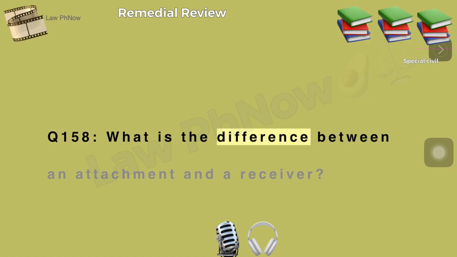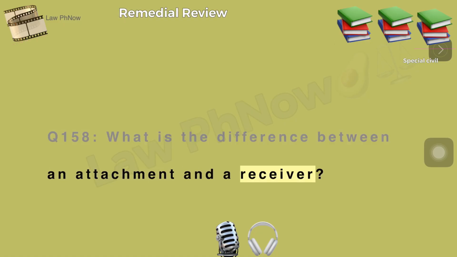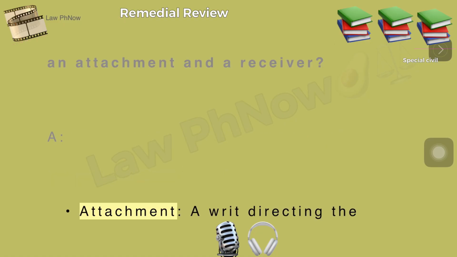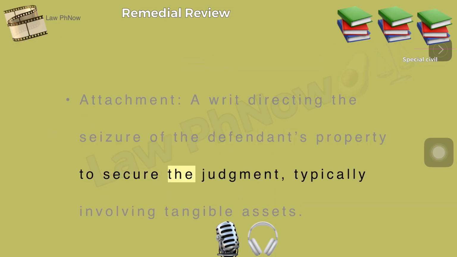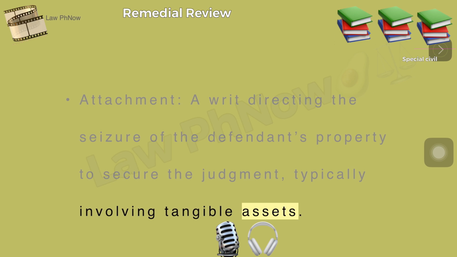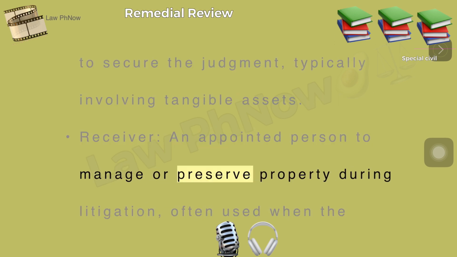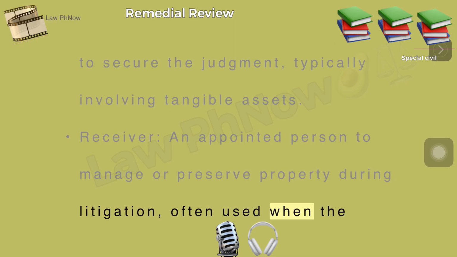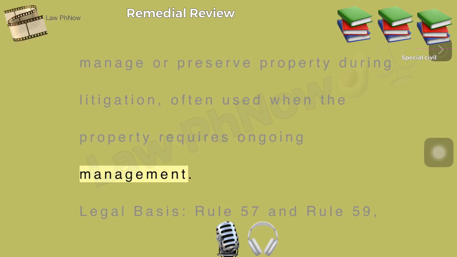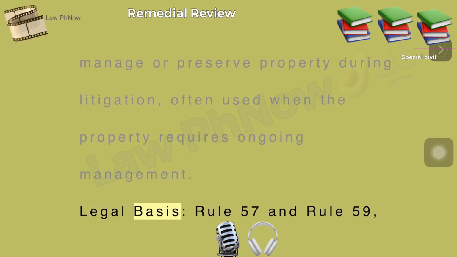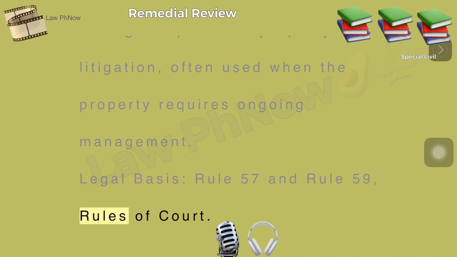Q158. What is the difference between an attachment and a receiver? A. Attachment: a writ directing the seizure of the defendant's property to secure the judgment, typically involving tangible assets. Receiver: an appointed person to manage or preserve property during litigation, often used when the property requires ongoing management. Legal basis, Rule 57 and Rule 59, Rules of Court.